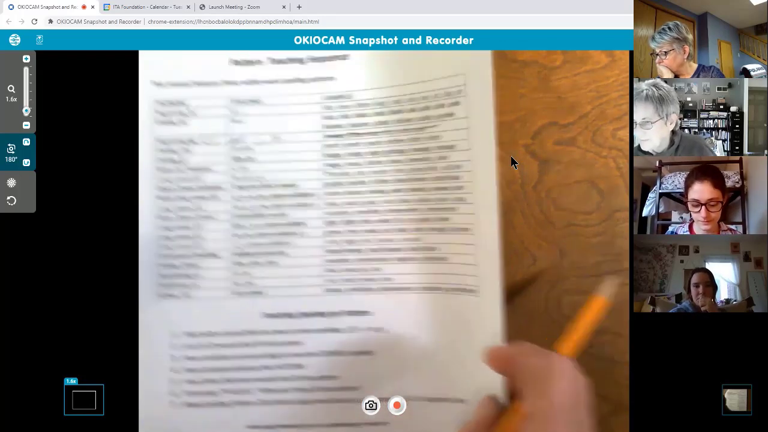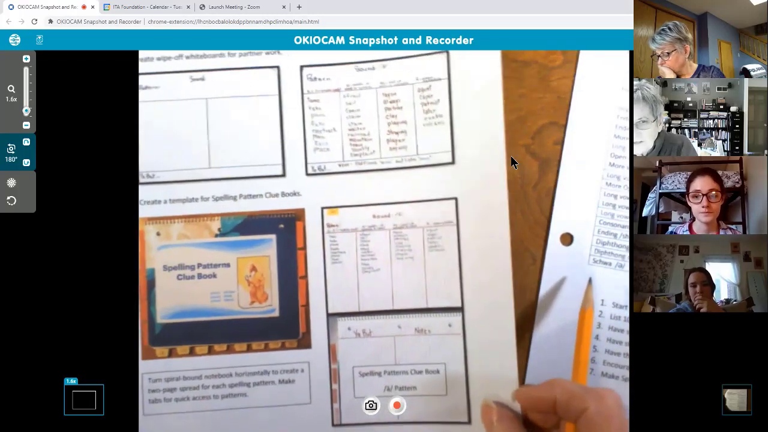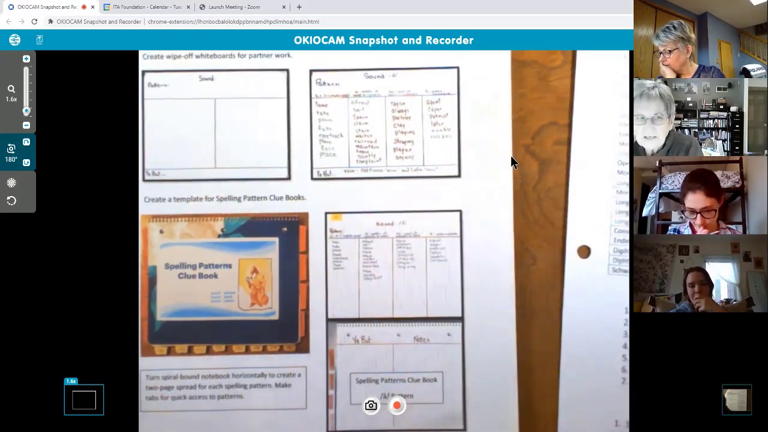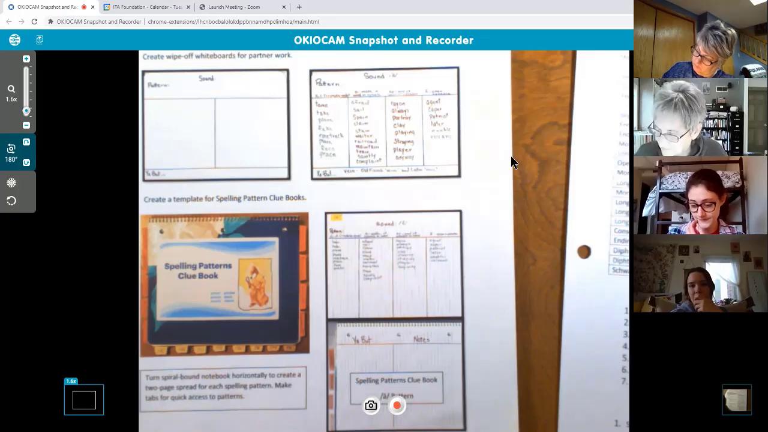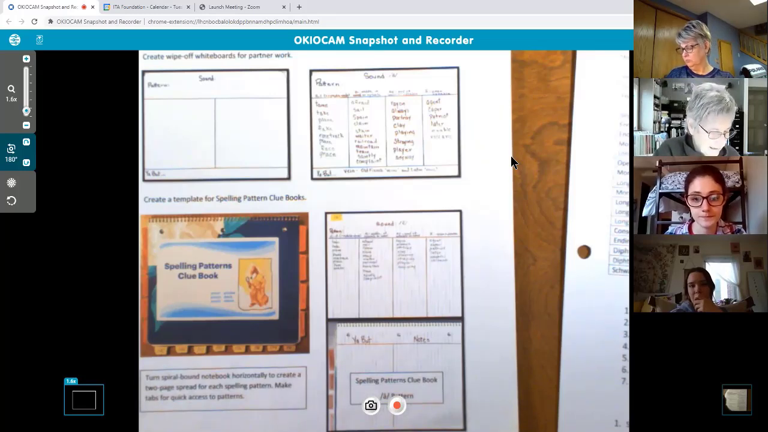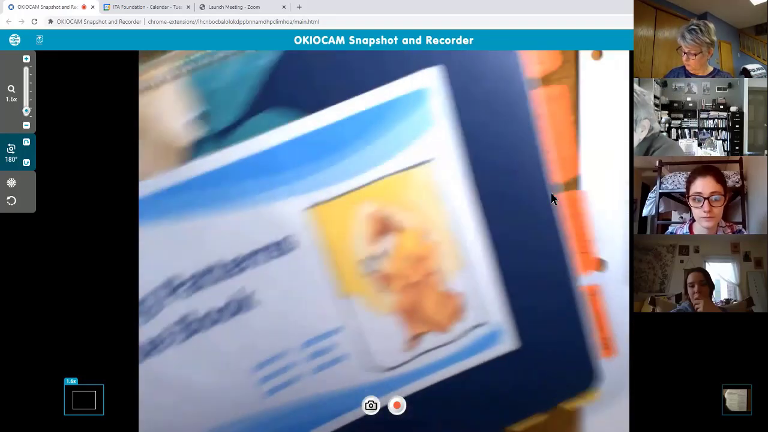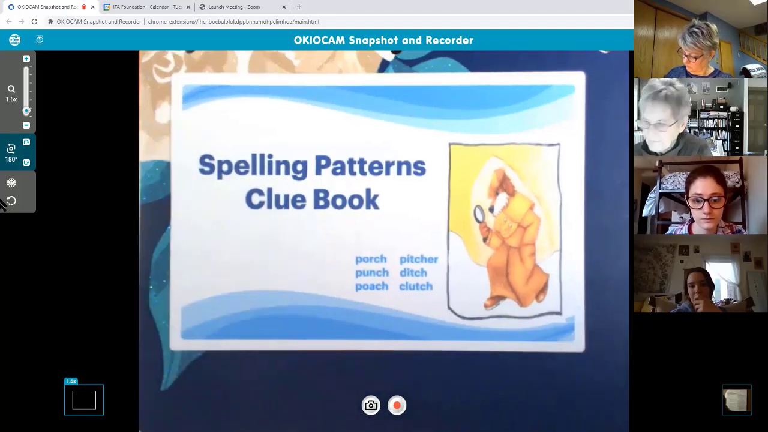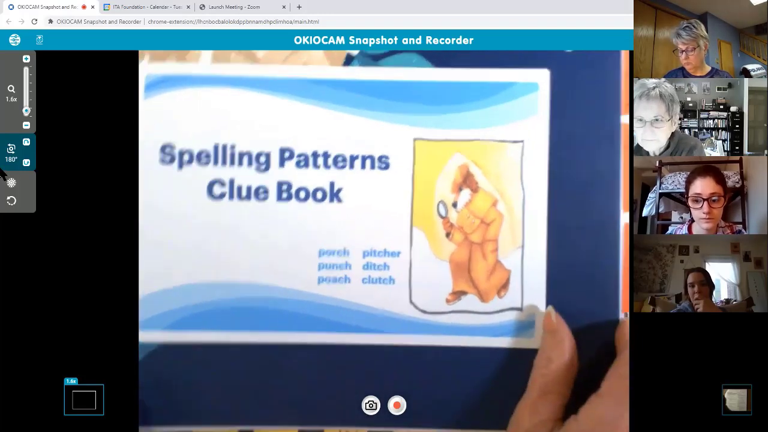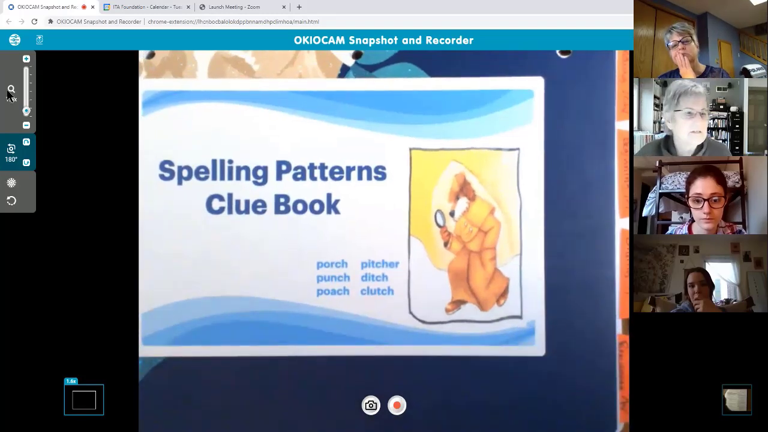All right. Now, part of getting ready to teach this, if you're teaching face-to-face, is to get some whiteboards ready. Now you'll be doing those as soundboards, you know, either on Jamboard or whatever. And I wanted to show you, this is what the Spelling Patterns clue books will look like next fall.